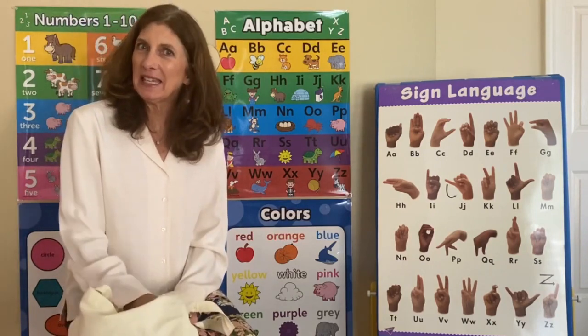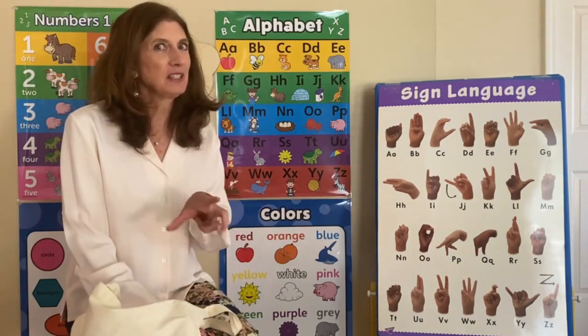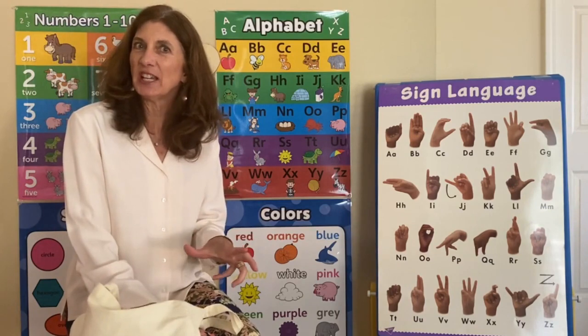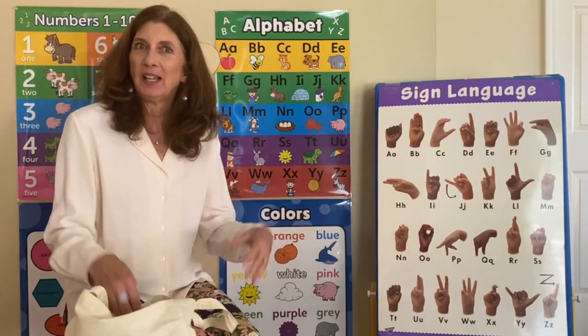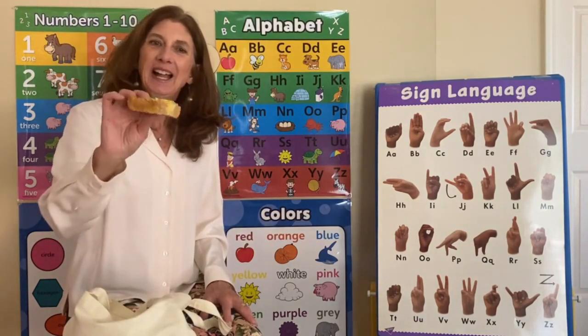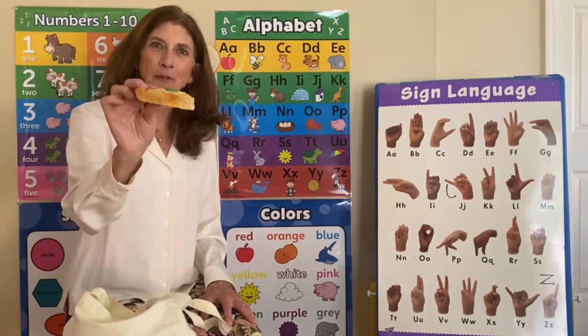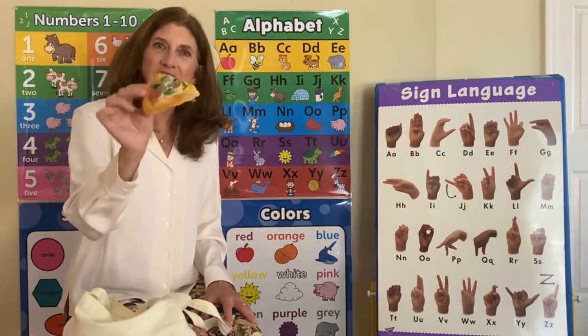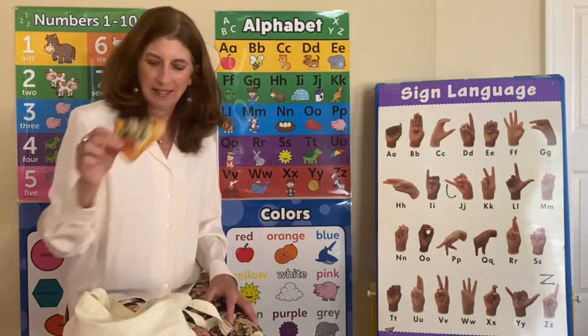Do you like to eat this? It has lots of ingredients on top and sometimes cheese on it, and it's usually a circle. It's pizza. This is a pretend piece of pizza from our play area. Pizza starts with the letter P.